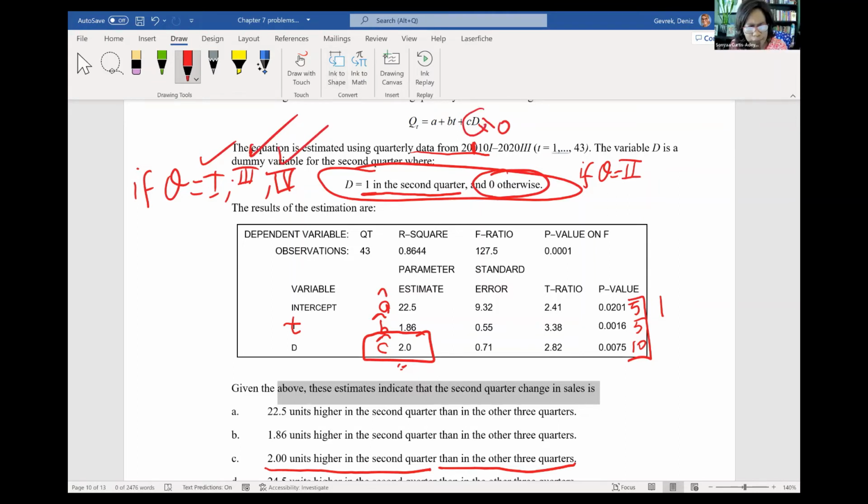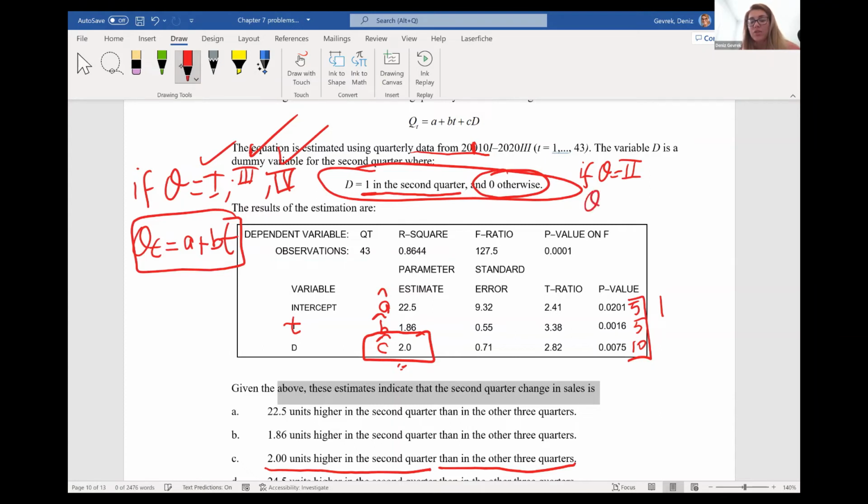If D is 0, this disappears. Your equation becomes QT equals A plus BT. That's it for the other 3 quarters: first, third, and fourth. If it's the second quarter, your equation is actually a little different. It's going to look like QT equals A plus BT plus C, since D takes on a value 1. So it's going to look like QT equals A plus C plus BT. Interesting.